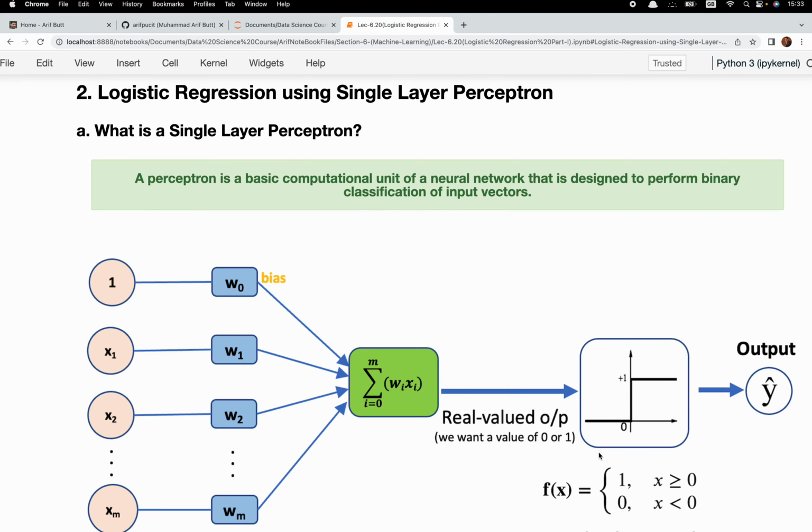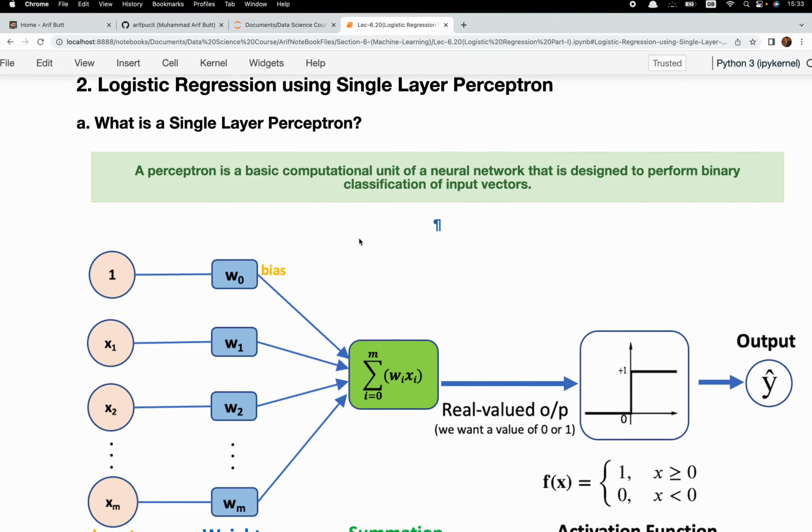My dear students, I think we are now ready to dive a bit deep in the logistic regression algorithm. Let me give you an intuition of solving logistic regression using a single layer perceptron. Perceptron is the first thing that you will be taught in your deep learning course. In simple words, a perceptron is the basic computational unit of a neural network that is designed to perform binary classification of input vectors. Let me describe the working of a perceptron using this image.